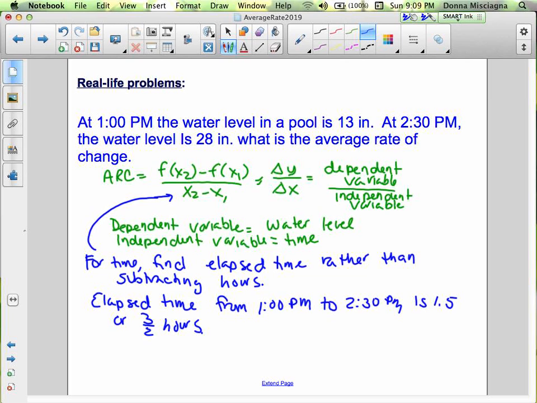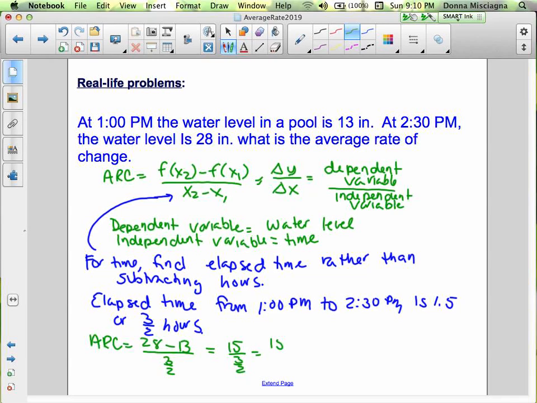All right, so we're going to take the difference in the heights of the water. Now squeeze it down here. So our ending time so far is 28 inches. The later time, it was at 2:30, it was 28 inches. At 1 o'clock, it was 13 inches. And that's 1.5 or 3/2 hours. So 28 minus 13 is 15 divided by 3/2.